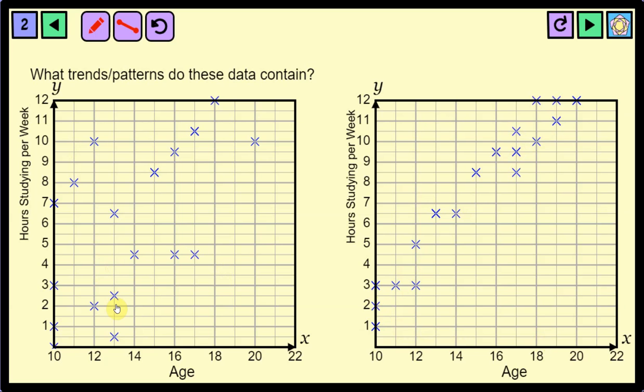This one's a little bit more random, but you can see it's a very, very weak and positive correlation here. But the lower values are over here and the higher values are up there, so I'd say that there's some sort of trend.